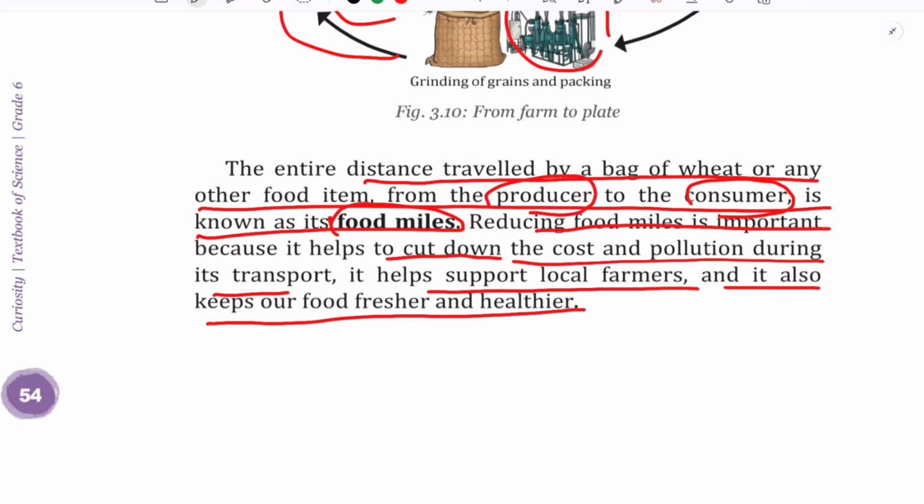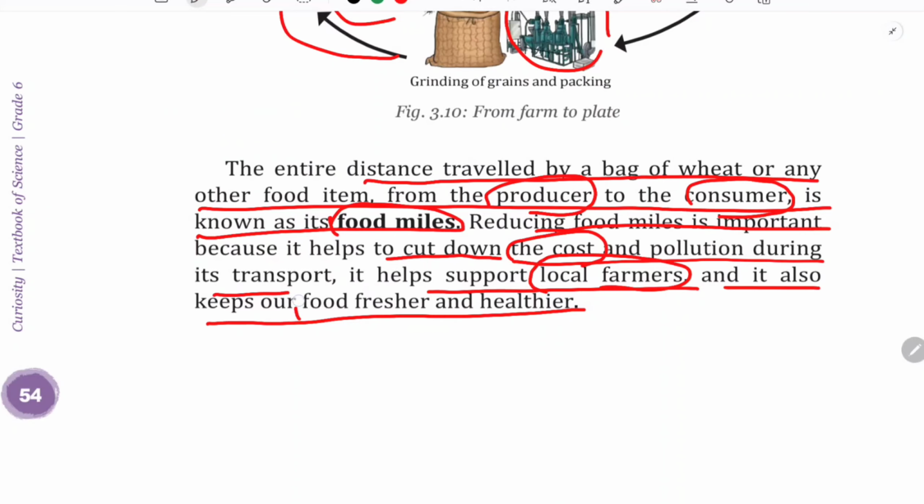Why? Because the cost will be lower as compared to food which is bought from, for example, a foreign country. If you import any food from outside the country, then what will happen? The cost of that food will be higher, and in order to bring that food to your plate, the money, the transportation, the pollution, everything will be involved, isn't it? So we should try to cut down the distance. By how? By supporting our local farmers, by eating foods which are produced locally in your region only.